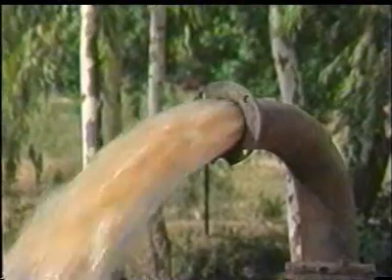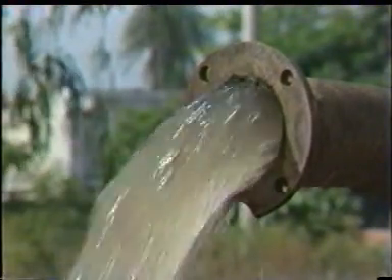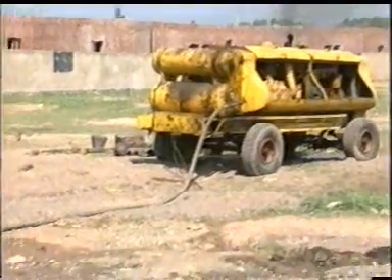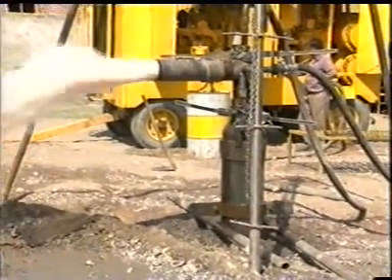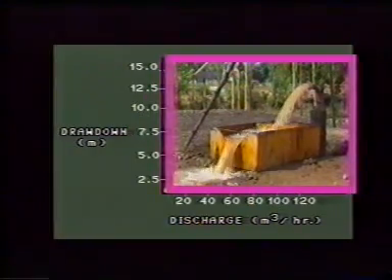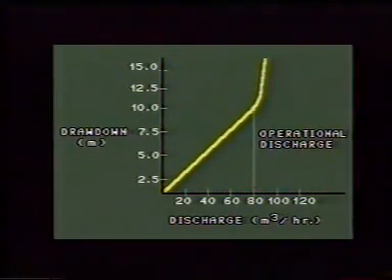To use such a well, the pumping rate should be decreased or the well should be developed. However, to prevent the filling of sand, the well should not be allowed to work at higher than calculated operational discharge.